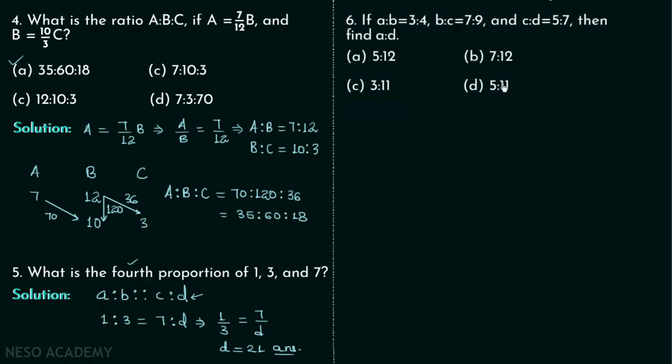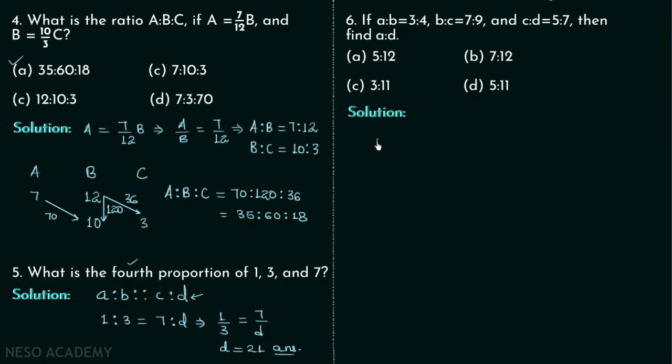Let's move on to problem number 6. Here we have A:B equal to 3:4, B:C equal to 7:9 and C:D is equal to 5:7. We need to find A:D. We will use our shortcut method to find A:D.